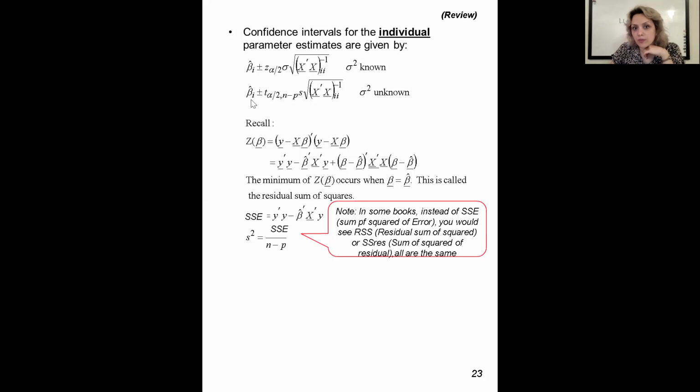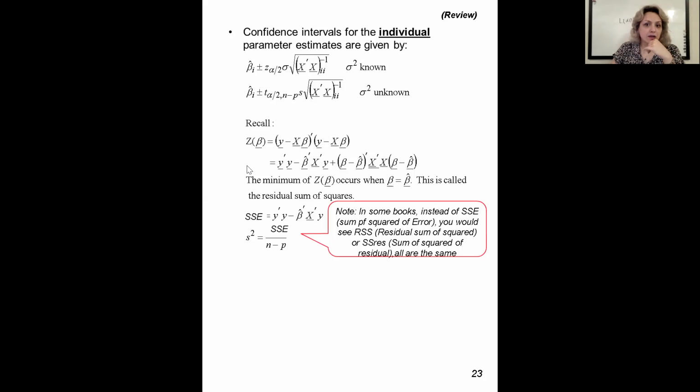And then you would have a standard error. If sigma squared is unknown, you would use the X prime X inverse entry, but you would use the s, the same s that we had before, because you need the estimate of it. And then you would use the t, which you would read as t of alpha over 2, n minus p. P is the number of parameters, the betas that you have, and n is the total number of observations.